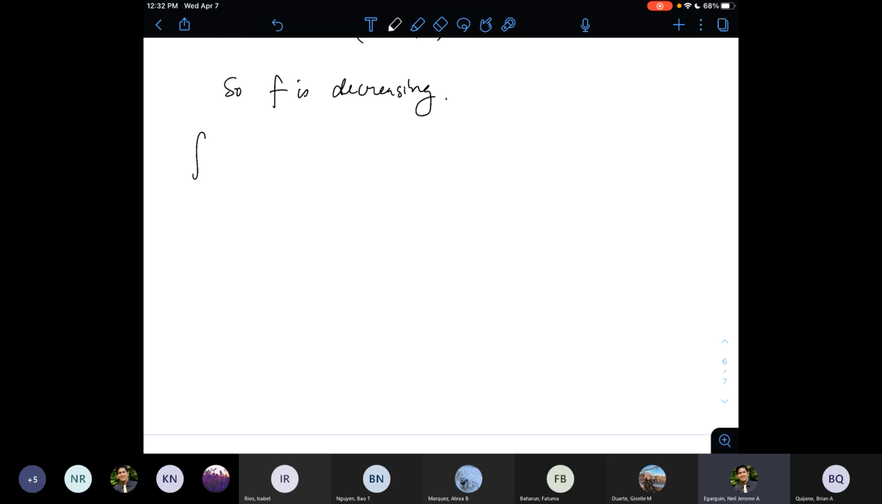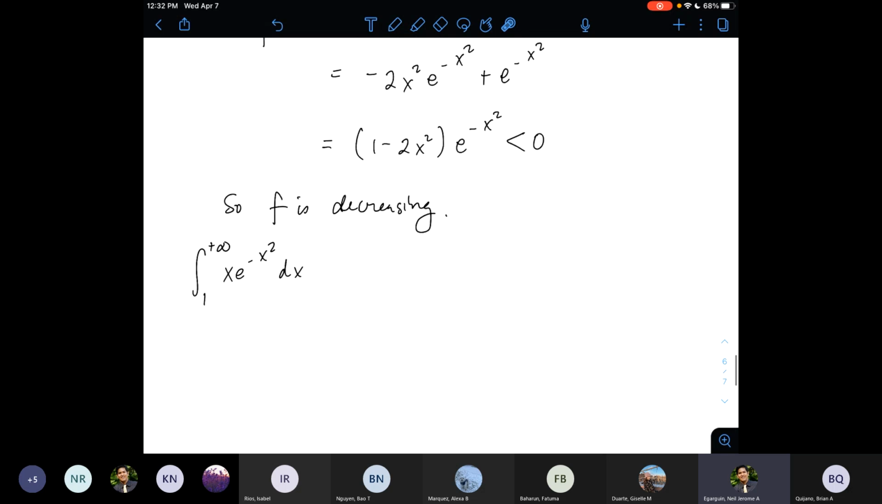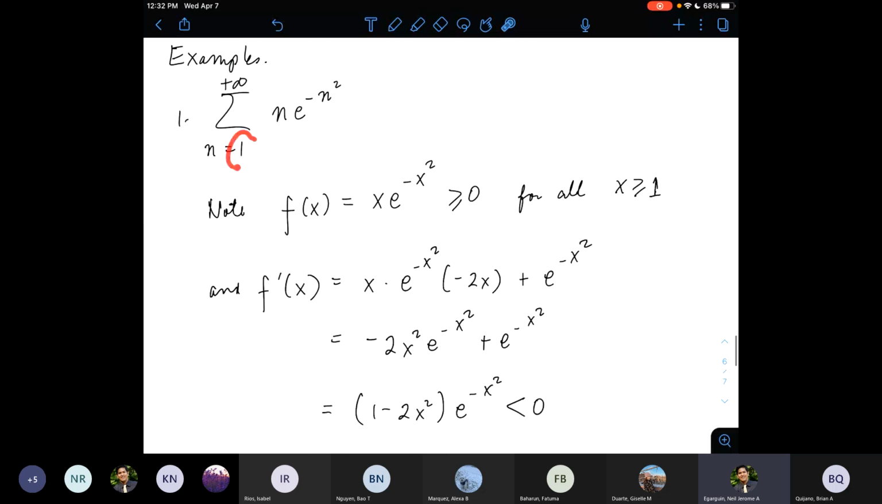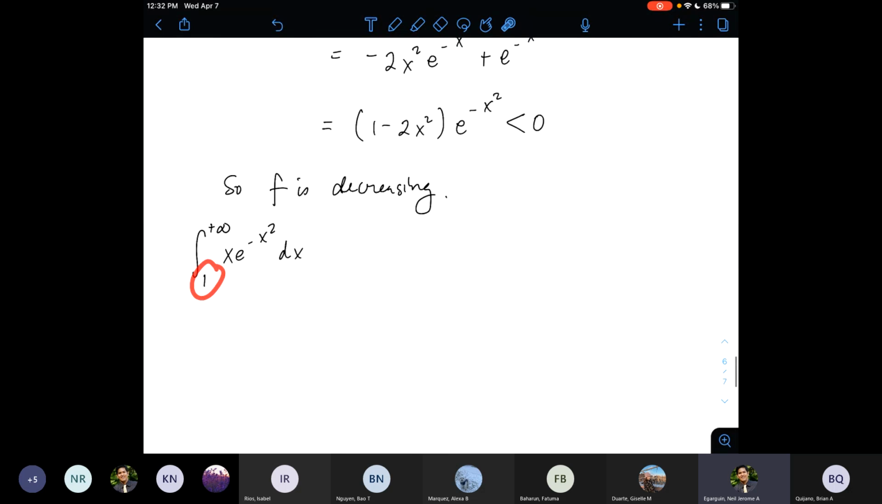So for the integral test, we'll look at the integral of f of x dx from 1 to positive infinity. You always start at the starting index. So the starting index here is 1, so we start the summation at 1. Okay, so we start the integral at 1. But this is an improper integral. Remember, we evaluate it by turning it into a limit problem.